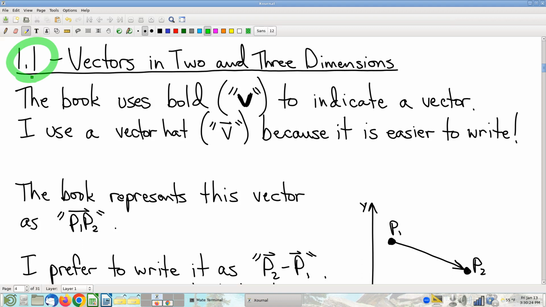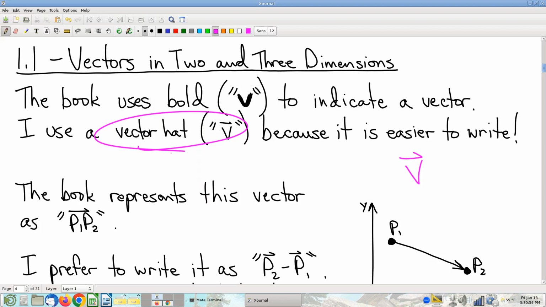A couple of notational things. The book uses bold to distinguish vectors from scalars. I guess that works. It's just that we can't do that with handwriting very well, unless you want to sit there and, every time you want to write a letter, it would just be really slow in algebra, so I think that's kind of prohibitive. So I prefer the little vector hat to bold. It's a lot easier to do.